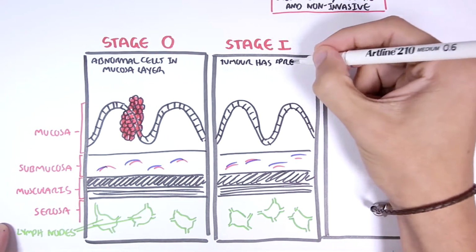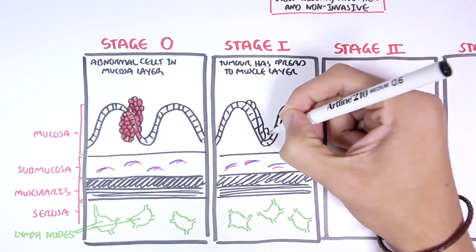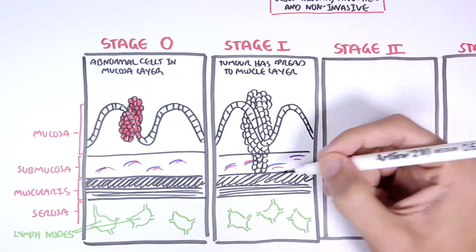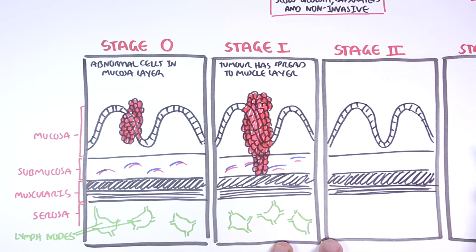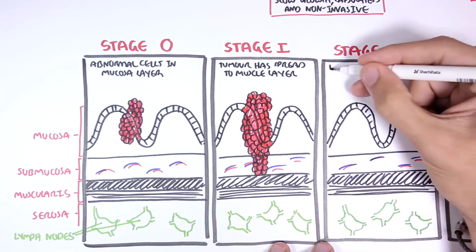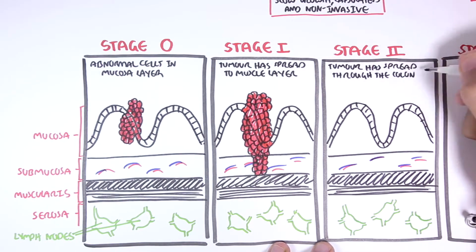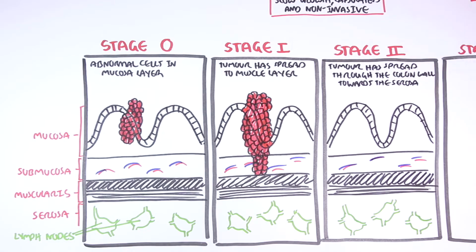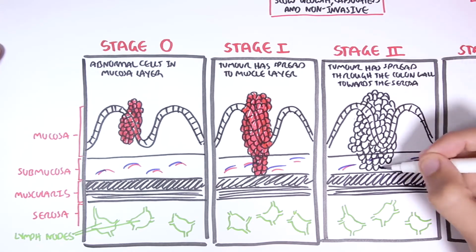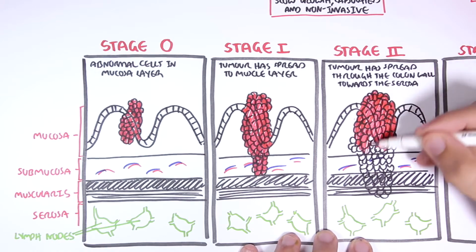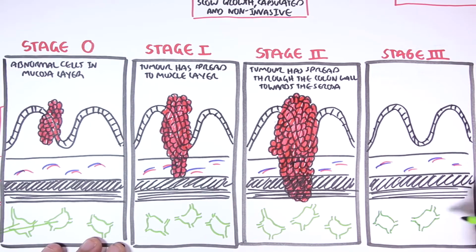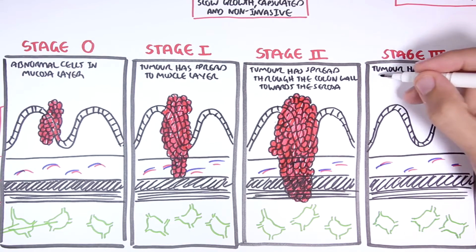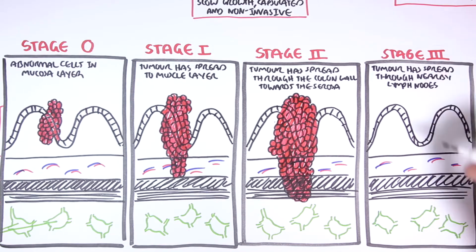Stage 1 is where the tumor has spread to the muscle layer, and things may be getting serious. Stage 2, the tumor has spread through the colon wall towards the serosa. Stage 3, the tumor has spread to nearby lymph nodes.